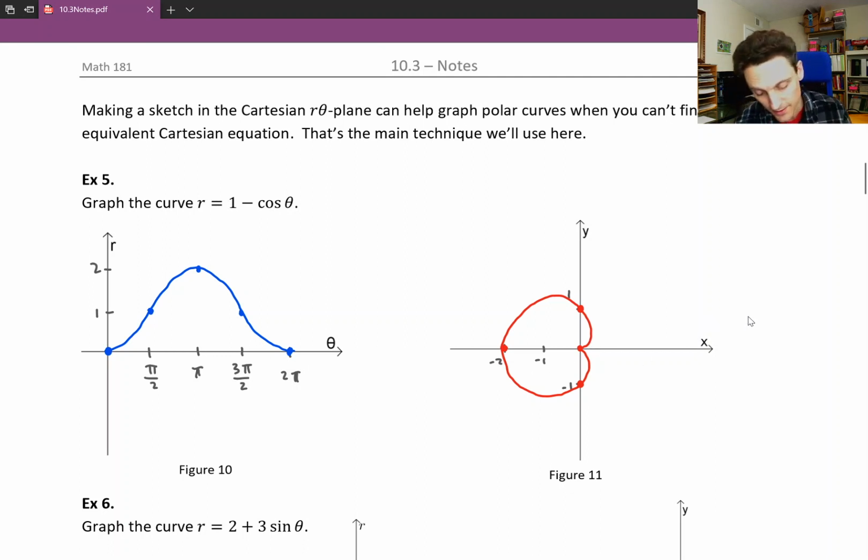Now one last detail that we should add here is the direction of movement. Just like with parametric curves, where we put the direction of movement, we can do the same thing with these polar equations. So to remind you, as theta increases, you're traveling along this polar curve going counterclockwise.